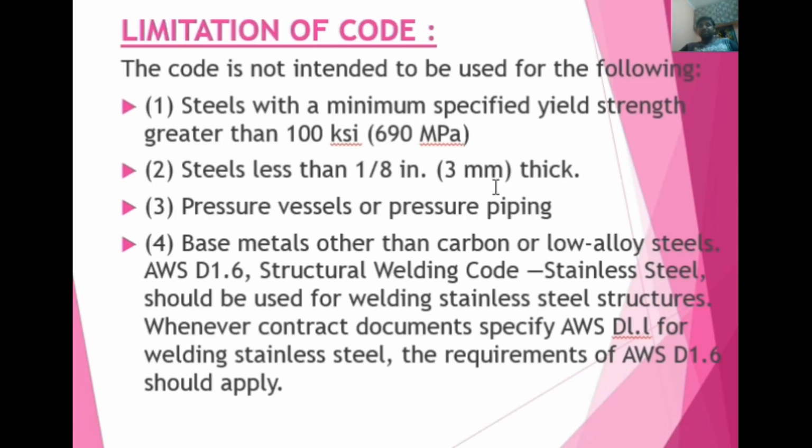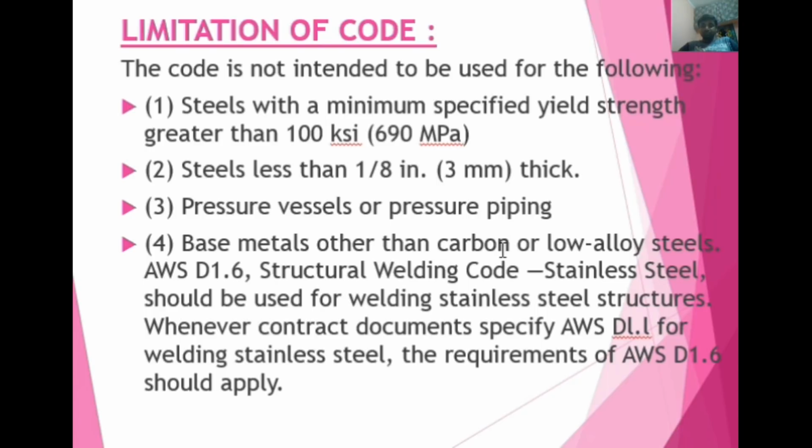Steel less than 3 mm thick cannot use AWS D1.1. Pressure vessel or pressure piping: definitely we cannot use AWS D1.1. For pressure piping, we use B31.1 if it is power piping, and B31.3 can also be used. For base metal other than carbon or low alloy steel, use AWS D1.6.